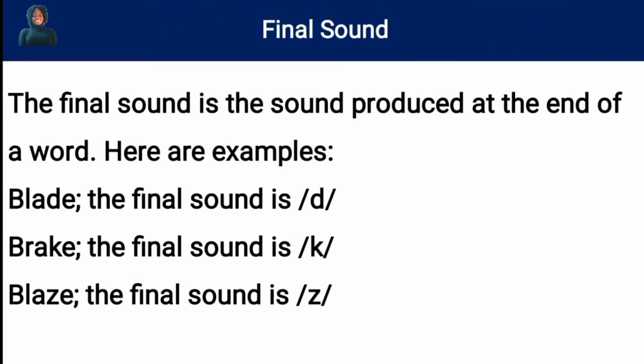Now, the final sound. The final sound is the sound produced at the end of a word. Here are examples. In blade, the final sound is D. In break, the final sound is K. In blaze, the final sound is Z.